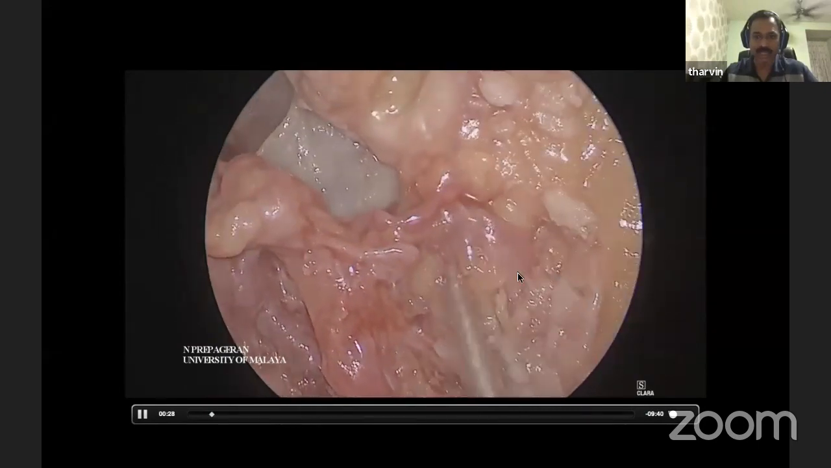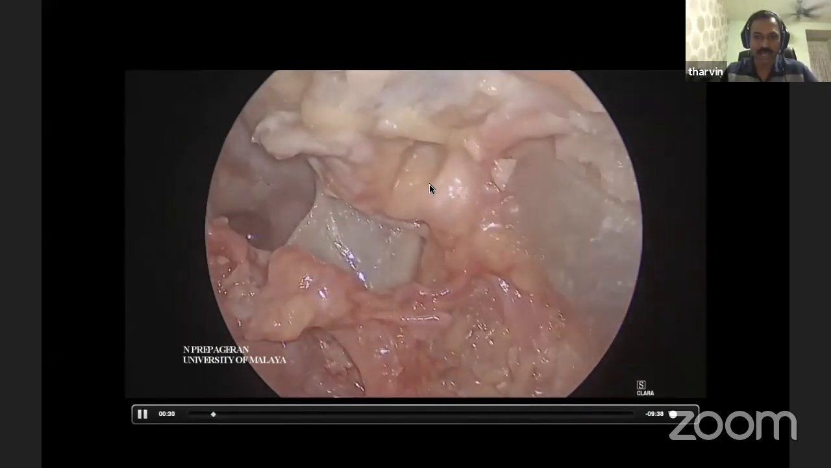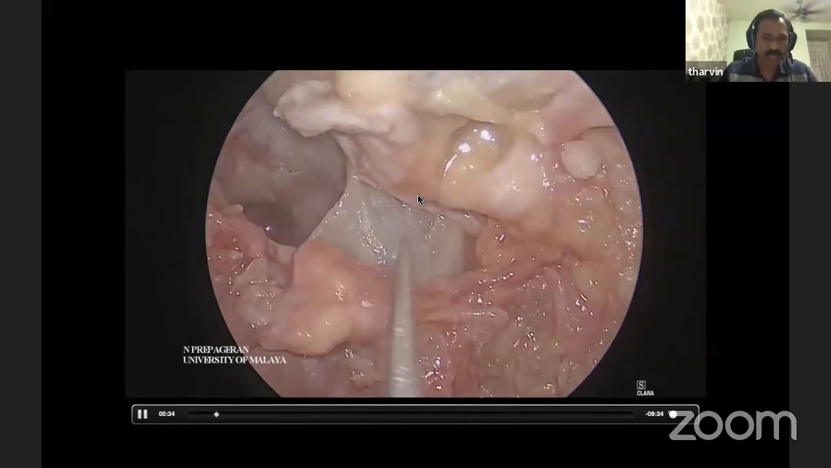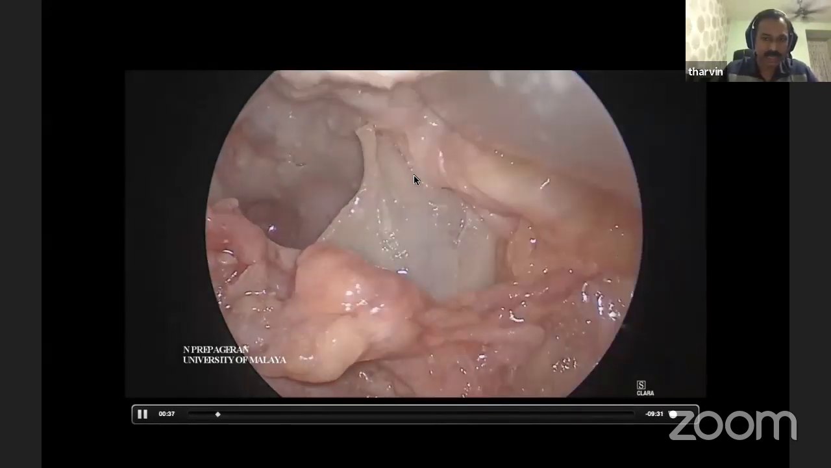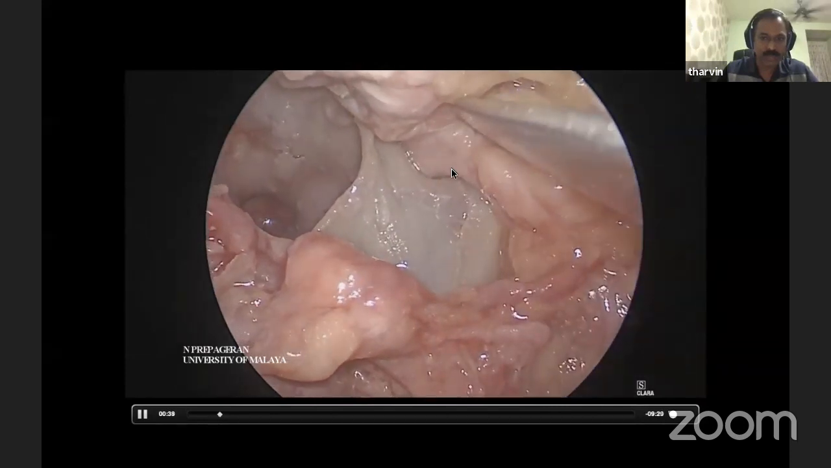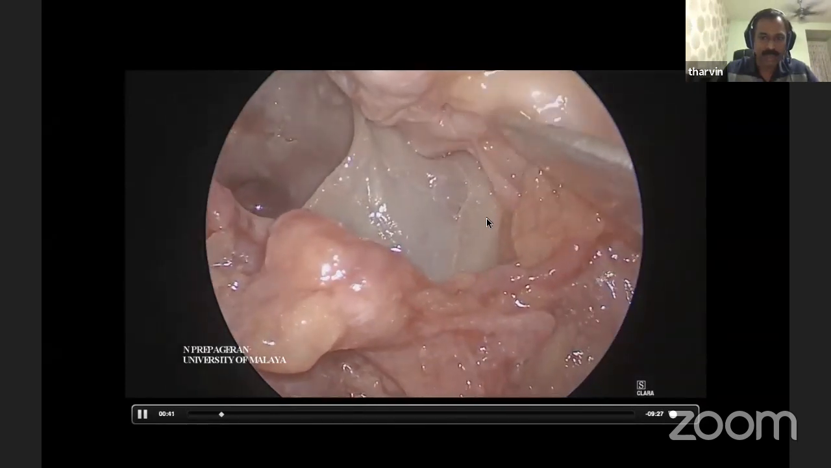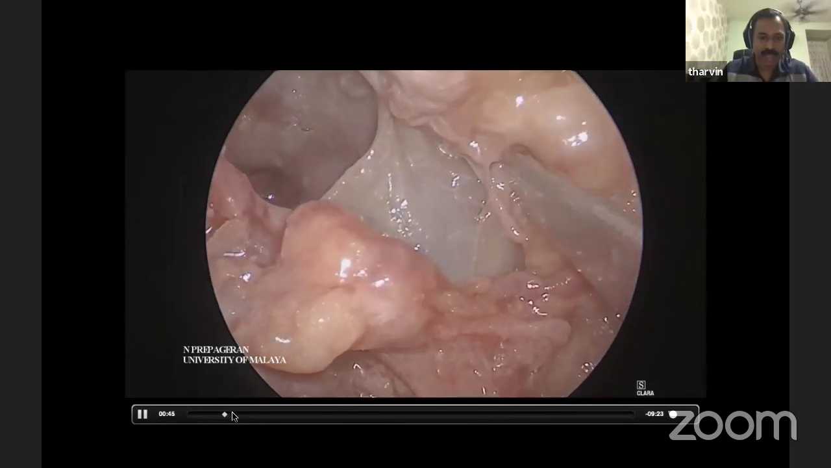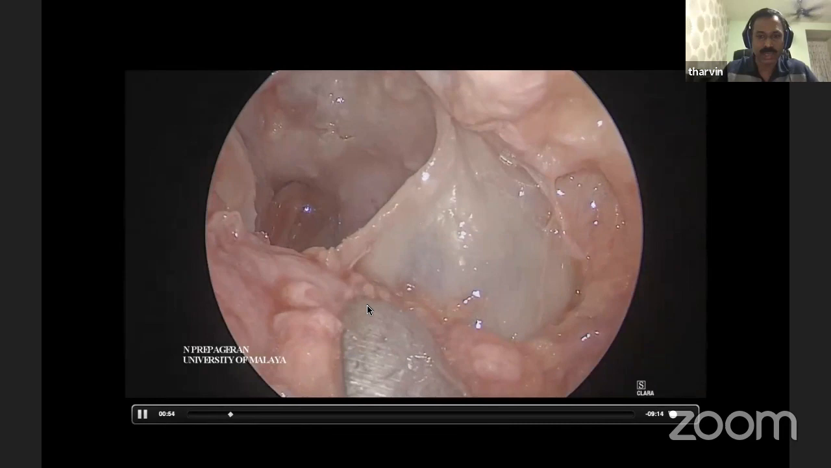So again, in this dissection, you can see the infraorbital nerve nicely exposed. And here you can see the foramen rotundum nicely exposed as well. That is the foramen rotundum, and that's the lateral wall of the pterygoid. And we can also see the vidian nerve here as well.